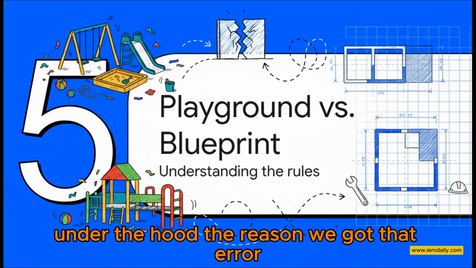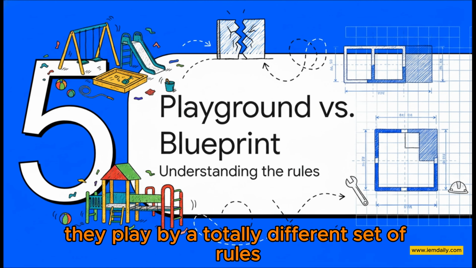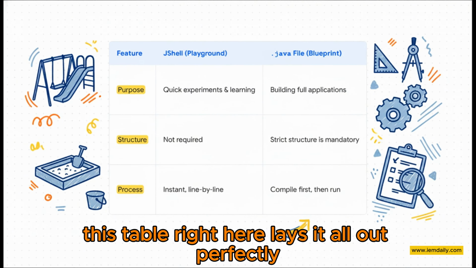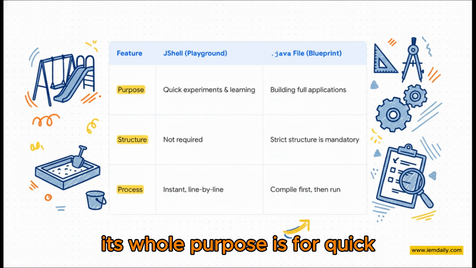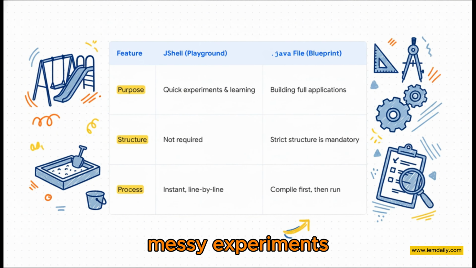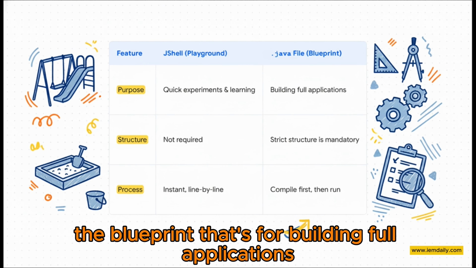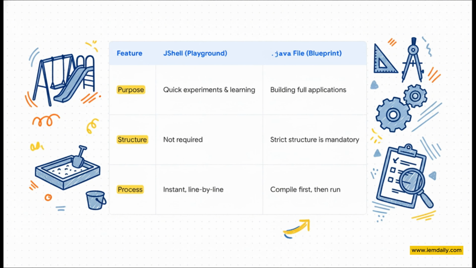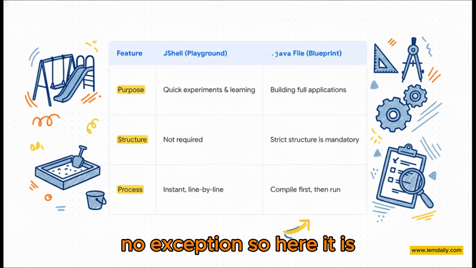The reason we got that error is because the playground and the blueprint are built for completely different things. They play by a totally different set of rules. And we just broke one of the blueprint's most important rules. This table right here lays it all out perfectly. You see, JShell, the playground, its whole purpose is for quick, messy experiments. You don't need any structure. But a .java file, the blueprint, that's for building full applications. And because of that, it absolutely demands a strict structure. And that compiler we talked about, our little inspector, its job is to enforce those rules, no exception.